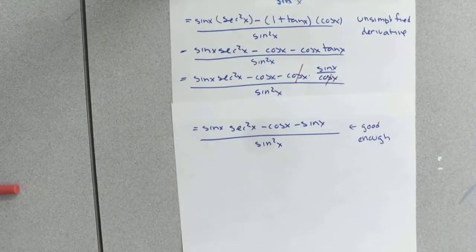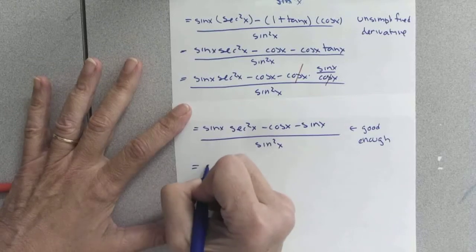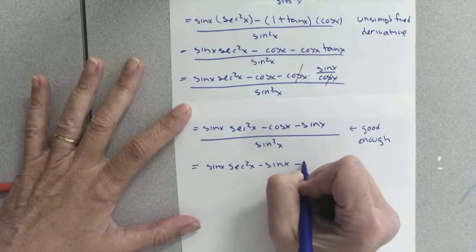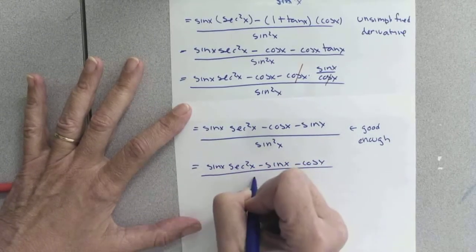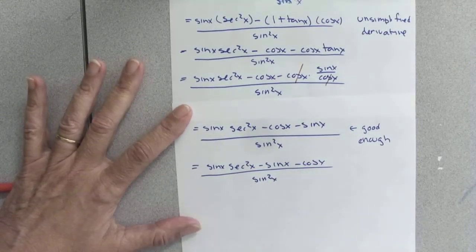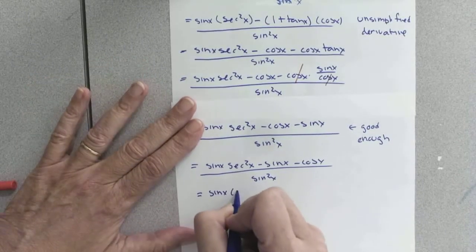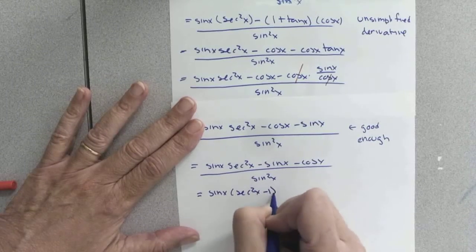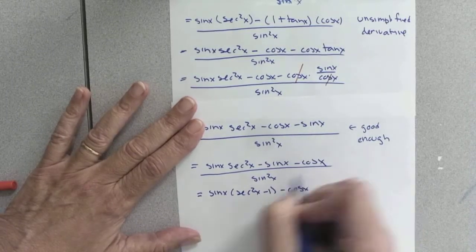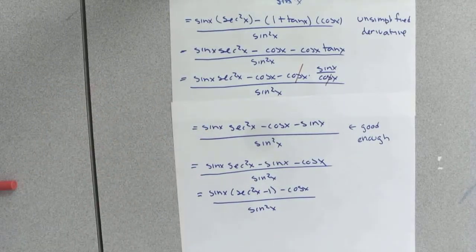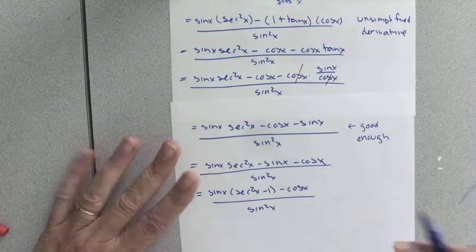Playing around with it just a little bit more, again, to demonstrate the different things you might see. Let's rewrite it a little bit, just moving that sine x to the middle. And then from those first two, I could factor out a sine x. And so I'd have secant squared x minus 1 minus cosine x all over sine squared x. Still, nothing is canceling. Those sine x's just aren't going to cancel because there's not a sine over there.